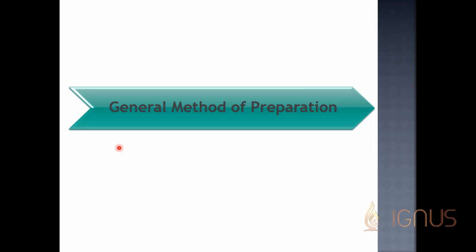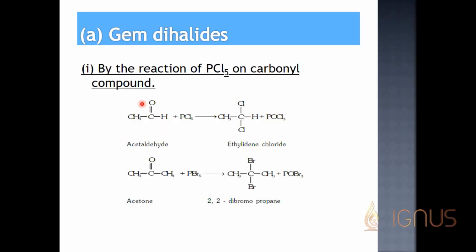General methods of preparation. By the reaction of PCl5 on carbonyl compounds. When we treat acetaldehyde with PCl5, you will be getting ethylidene chloride. Ethylidene chloride is a geminal dihalide because chlorine is attached to the same carbon atom. Or you can see here, acetone is made to react with PBr3 to give 2,2 dibromopropane. Both the reactions are very important. Here there is a formation of a dibromo compound. Here there is a formation of a dichloro compound.